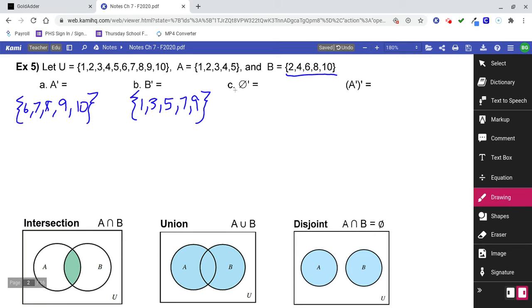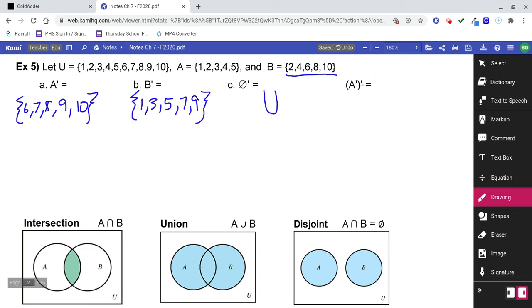This symbol right here, remember, is the empty set. And so this says not the empty set. Or you could think of it as not nothing. If it's not nothing, then it's everything. If it's not the empty set, then it's everything. It's the universe. You can list out 1, 2, 3, 4, 5, 6, 7, 8, 9, 10 if you want to, but the easier way is just to call it the universe.